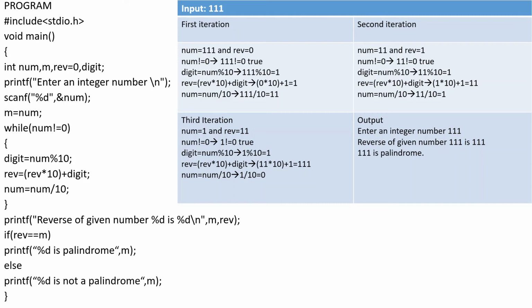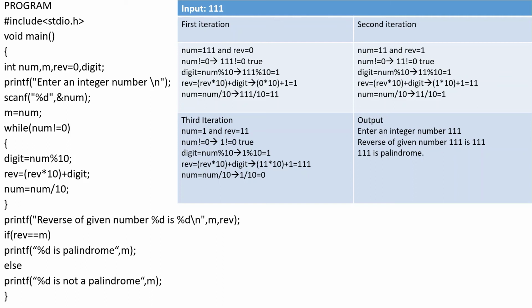This is used to store the number in reverse order. Then I have made use of digit to extract each digit from the input number in each iteration. So I have made use of this variable digit. Next, enter an integer. So the user will enter an integer that will be stored in variable num.